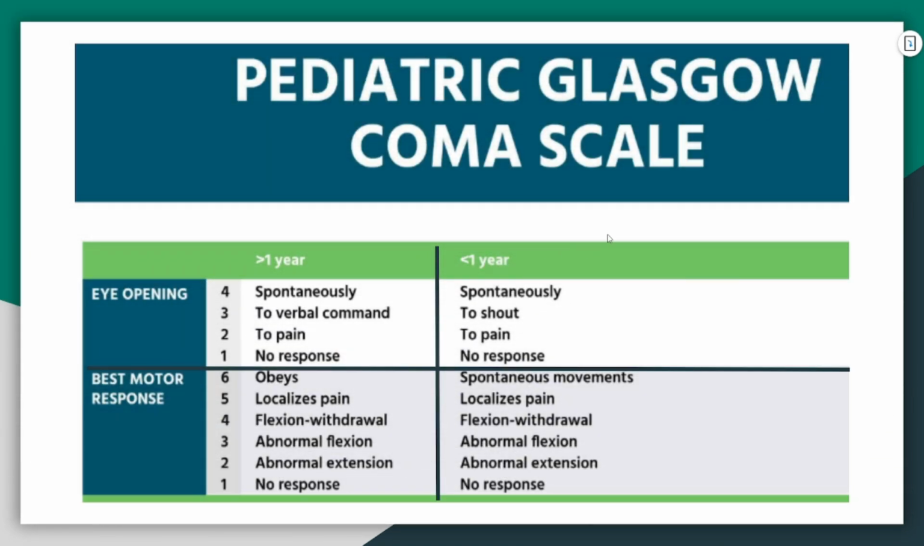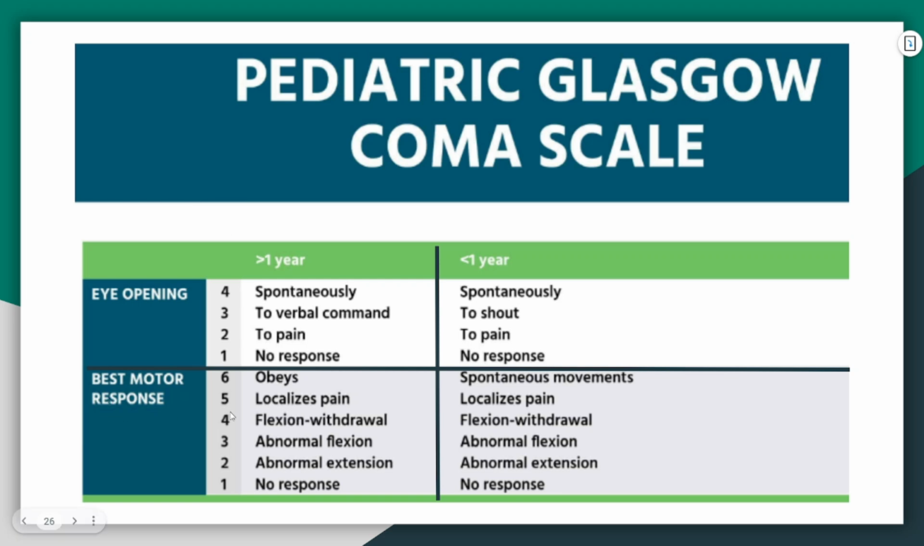This is the pediatric Glasgow Coma Scale. For infants less than a year, eye opening is scored 4 for spontaneous opening, 3 for opening the eye on shouting to the child, 2 for opening of the eye on a painful stimulus, and if there is no response, the score is 1. For more than 1 year, eye opening is the same as in an adult.